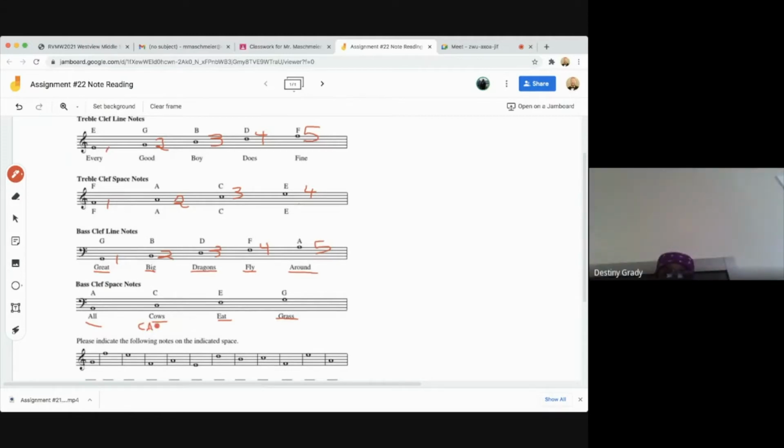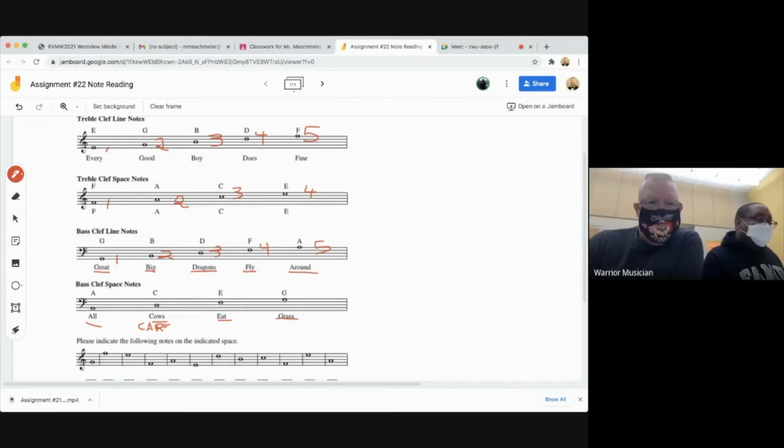Was it all cars eat? Wait, all cars eat gas? Yes, that's right. All cars eat gas. Very similar, but if you're a motorhead like me, that one stuck in my brain better. Oh yeah, most definitely. So use whichever one suits you best.